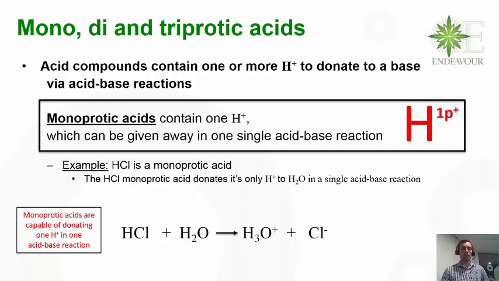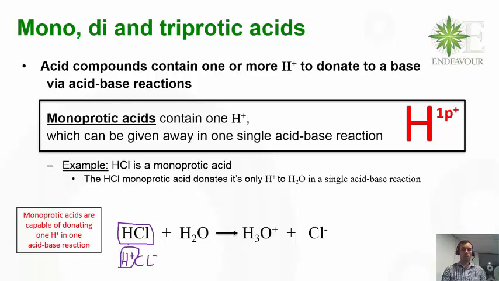So that means these monoprotic acids have one H+ to give away, and to do that they'll have to react with a base in just a single acid-base reaction. We've seen an example of a monoprotic acid already today, and that was hydrochloric acid. Based on this representation of HCl, we can see that HCl has the capability of giving away one H+. Within HCl we can have the separation into these two ions, where H+ and Cl- can separate.